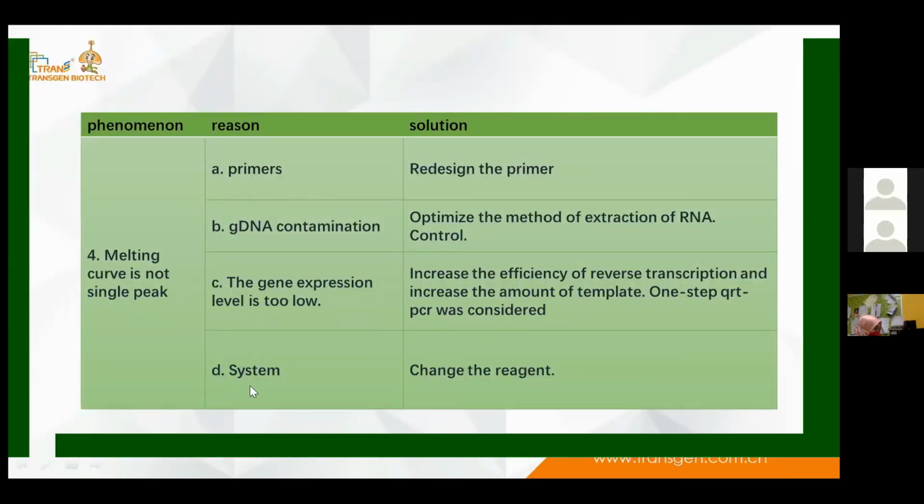And maybe the whole system is failing, so you have to change the reagent. Maybe the reagent is past its expiration date.